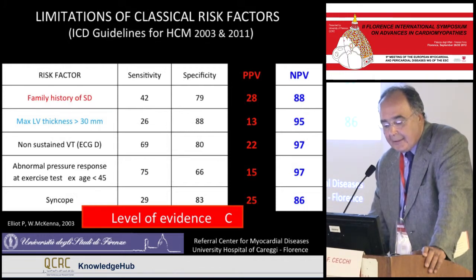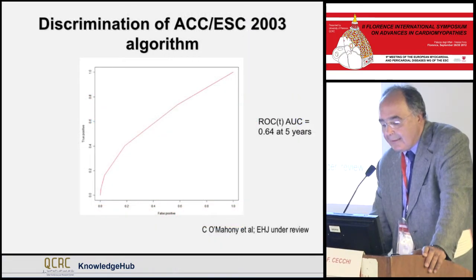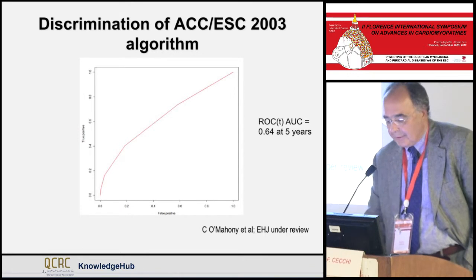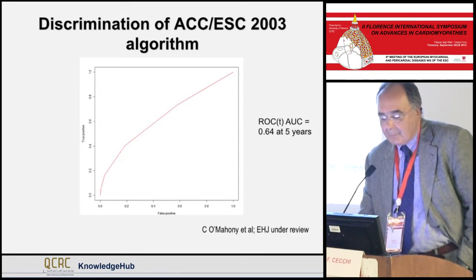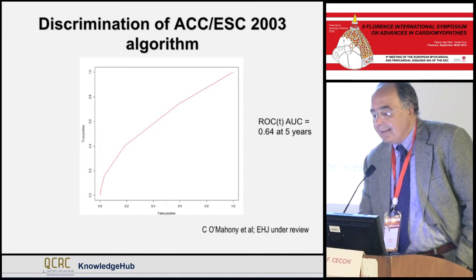As you can see, the 5 risk factors have a positive predictive value and negative predictive value, and as you can see, the numbers are rather low. And the level of evidence, based on the fact that this is not evidence-based medicine, is C. So I believe that these data have really not such a big impact in predicting what will happen in our patients. In fact, and this is a slide that Perry Elliott gave me some time ago, he has analyzed the ROC curve using the algorithm based on the guidelines that were published in 2003.